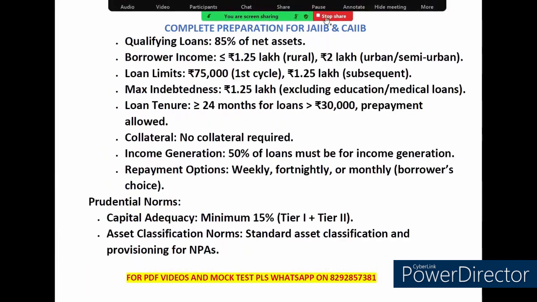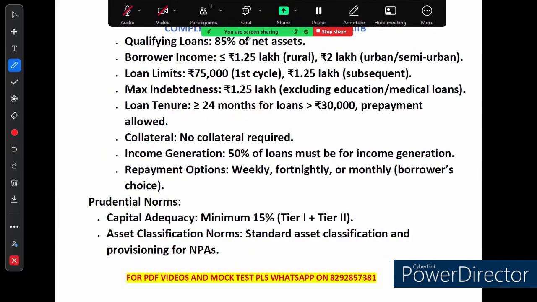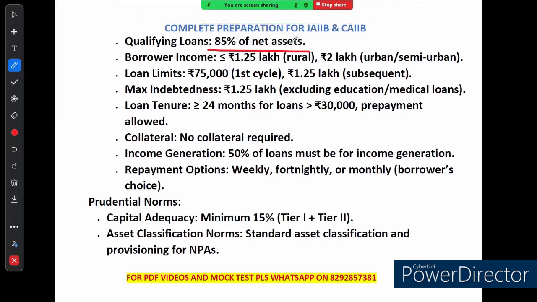Now if we talk about the qualifying loans, 85% of their assets must be in qualifying loans, which means loans that meet specific criteria. If we talk about borrower eligibility, for people in rural areas, their income should be 1.25 lakh or less. For urban and semi-urban areas, the limit is 2 lakh.